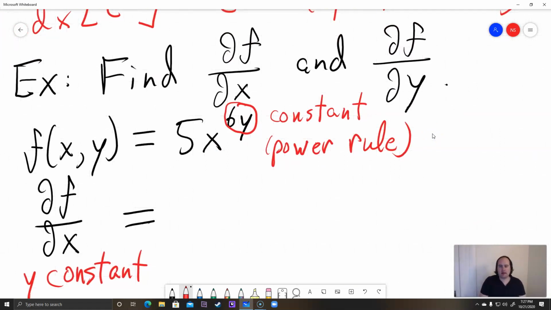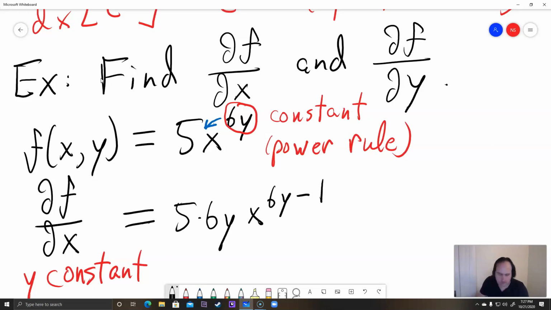Okay? And then the base is not constant. We said y is constant, but the base is not constant here. So that's why we're using the power rule. So what we're going to do is factor the 6y out front. So we're going to have 5 times 6y times x to the 6y minus 1.